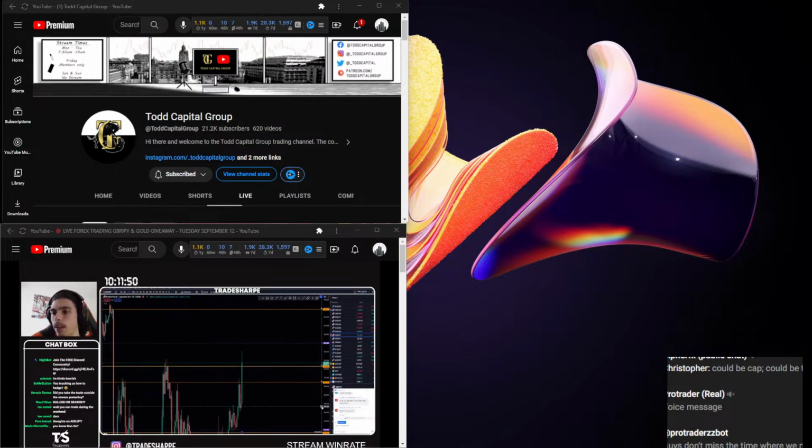Wait, you can trade during the weekend? No, you can't trade during the weekend, but there is trading going on over the weekend. There is exchange of currency during the weekends. So yeah.